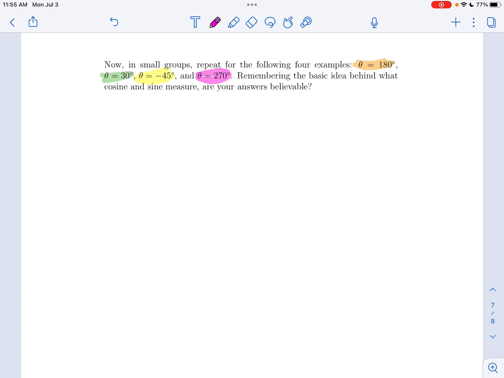Okay, so for 180 degrees, we'll draw our axes. We'll draw our unit circle.